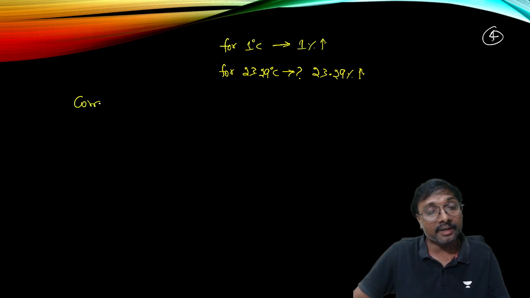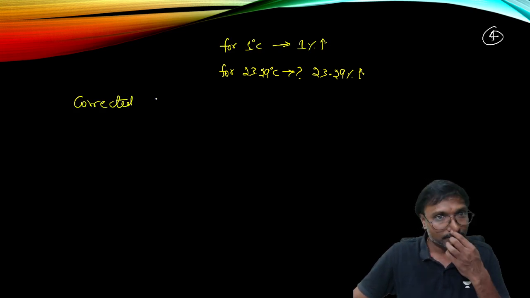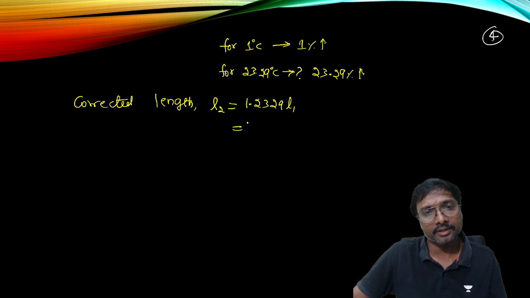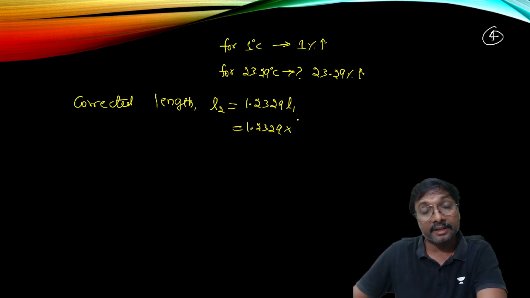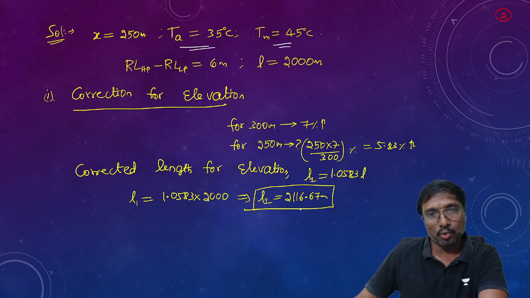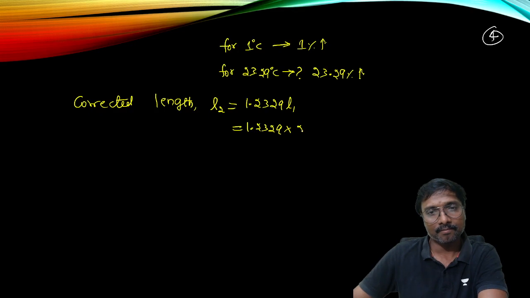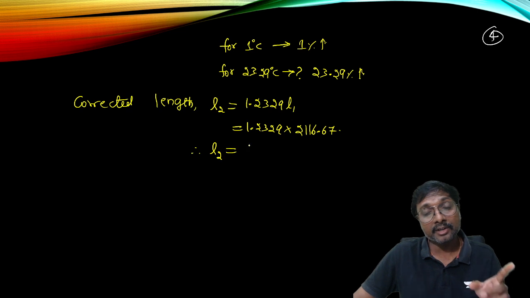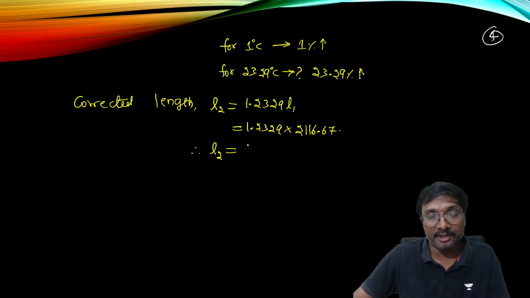Therefore, the corrected length L2 comes to be 1.2329 times L1. L1 is the value you just obtained after correction for elevation, which is 2116.67. Therefore, the L2 you are getting finally, with elevation and temperature corrections together, the final length comes to be 2609.64 meters.